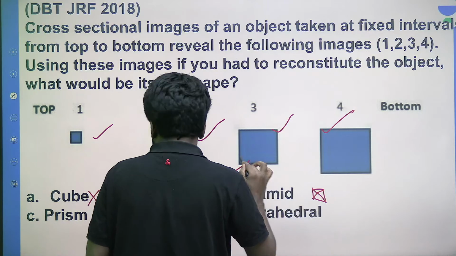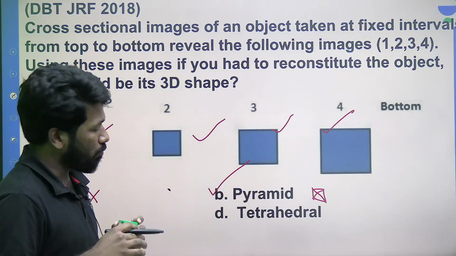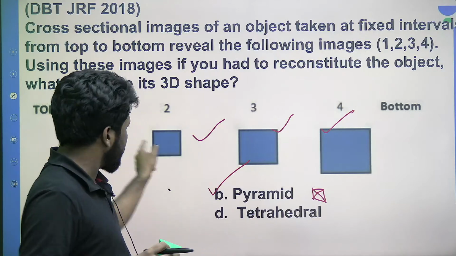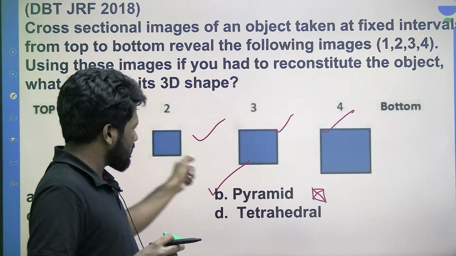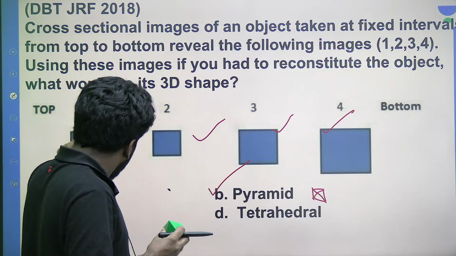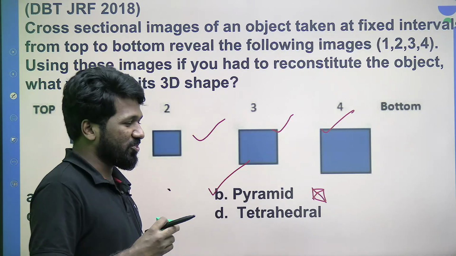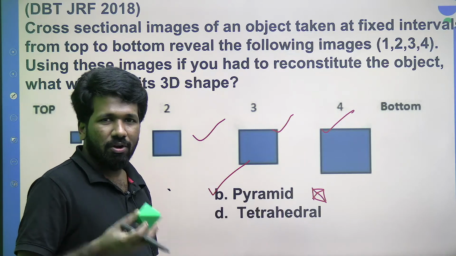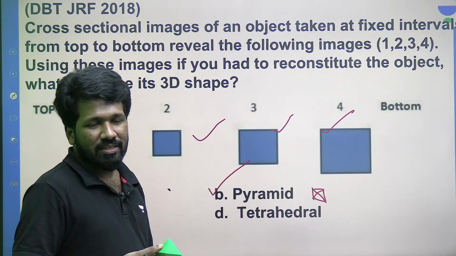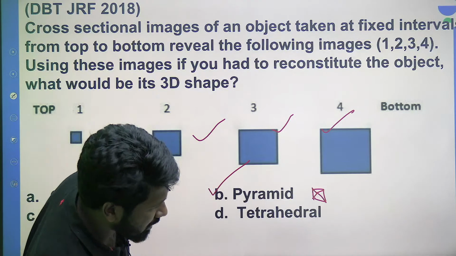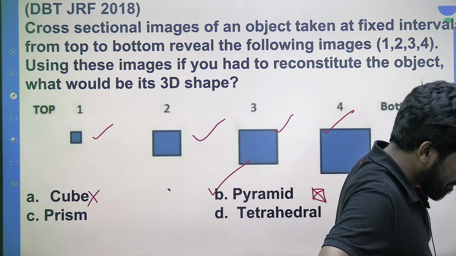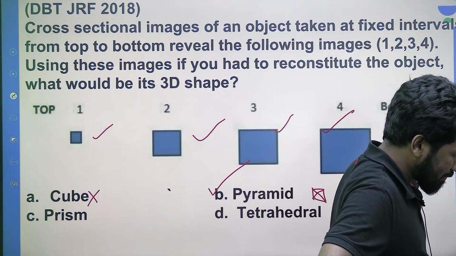So option B, pyramid, is the answer. To be precise, a square pyramid. If these are squares. If these are rectangles, rectangular pyramid. Yeah, it is not very clear from the picture whether it is square or rectangle. So generally pyramid is okay. Square pyramid or rectangular pyramid. That is why option B is the correct answer. Is there any doubt? Please ask. B option is the correct answer.